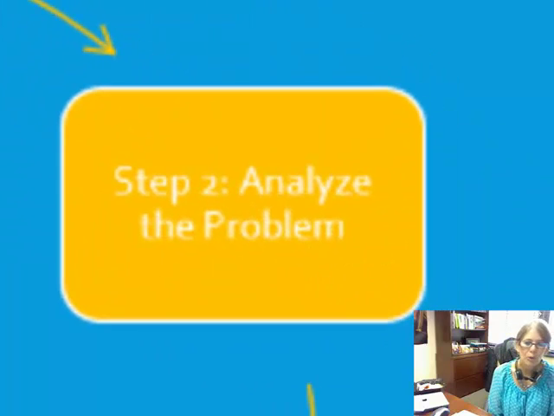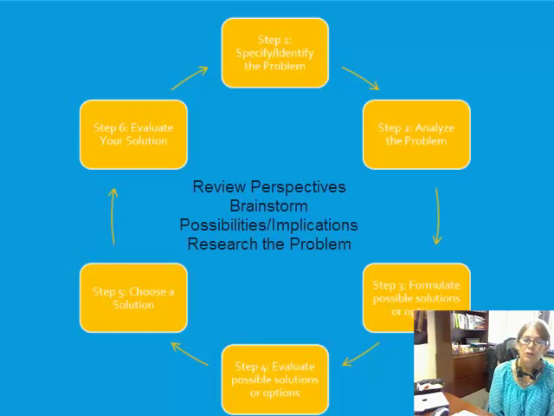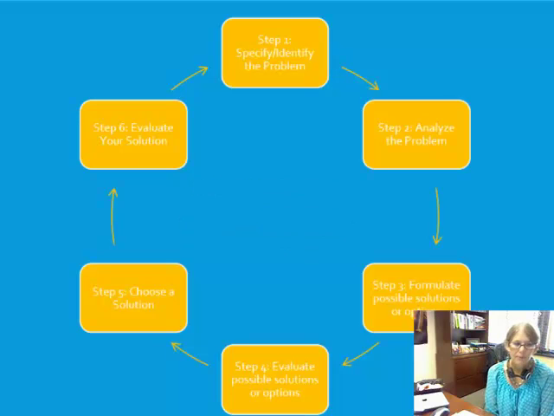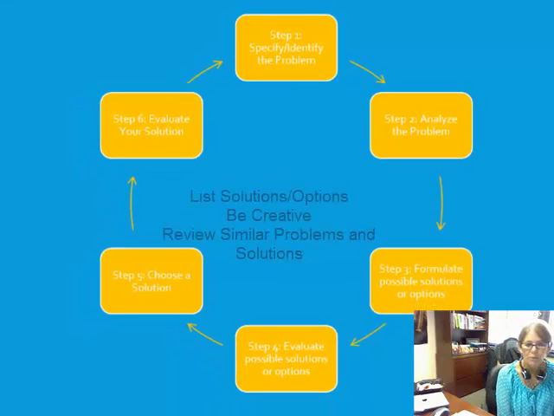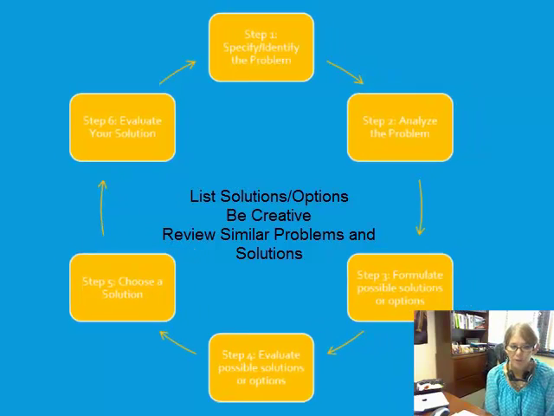In step 2, you're going to analyze your problem. You're going to review other perspectives so that you're not using your own personal biases. You're going to brainstorm all the possibilities and implications of the problem, and you're going to research the problem. And then in step 3, you're going to formulate possible solutions or options. Think of as many solutions or options as you possibly can. You want to be creative and think outside the box. Also, you should consider similar problems and look at how they were solved.